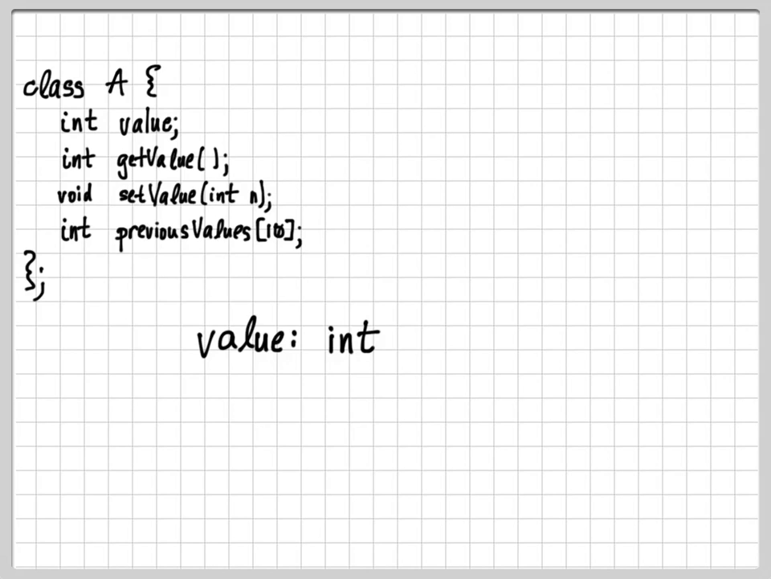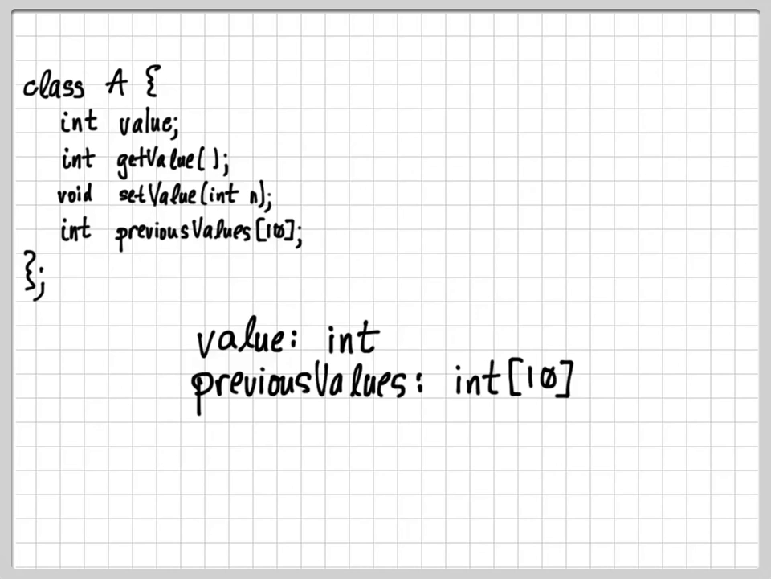So, for example, I'm going to start with my value, one of the attributes of the class A called value, and value is of kind int. So I'm going to specify it value colon int instead of int space value semicolon. Similarly, for previous values, they're also of kind int, but there's 10 of them, so I'm going to use this syntax to represent previous values.